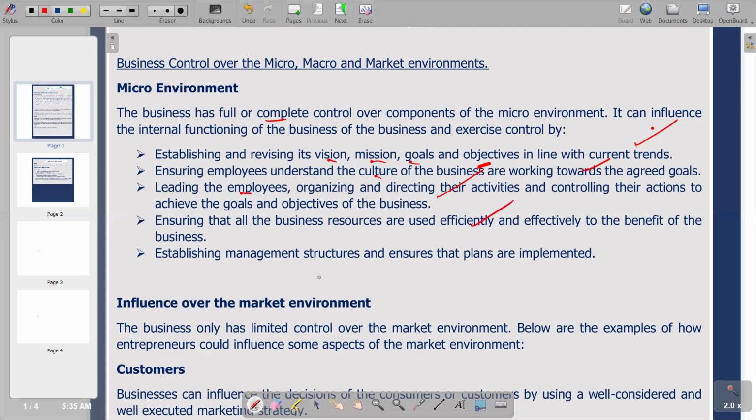The last point is that we establish management structures and ensure that plans are implemented. Remember, management is also part of the microenvironment. So basically, that's what we have. Then we go to the next part.